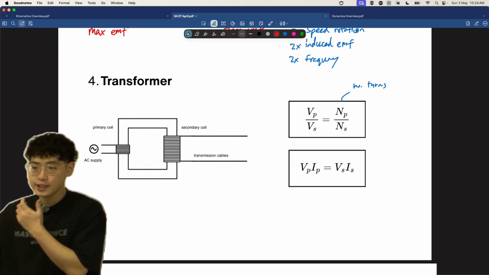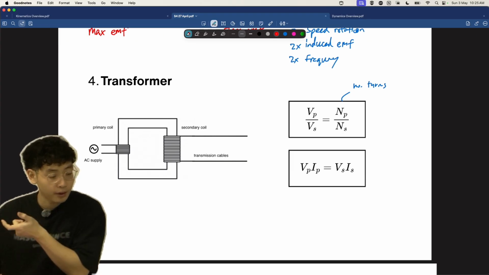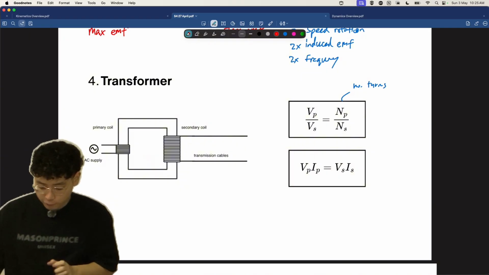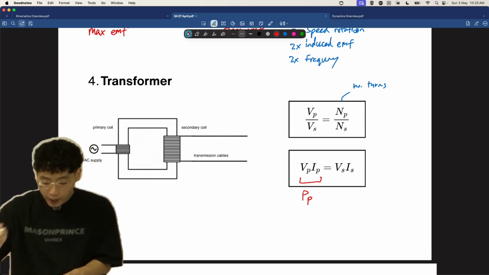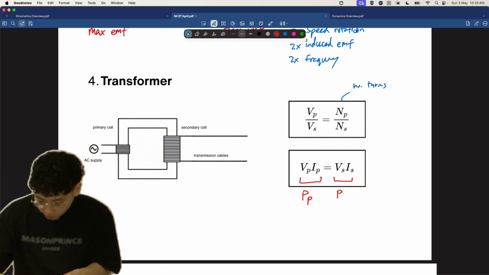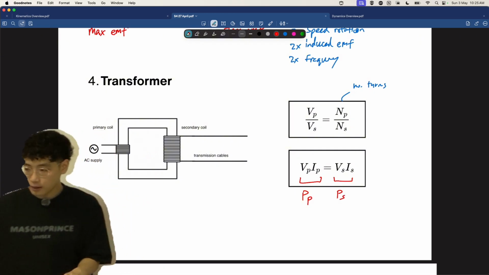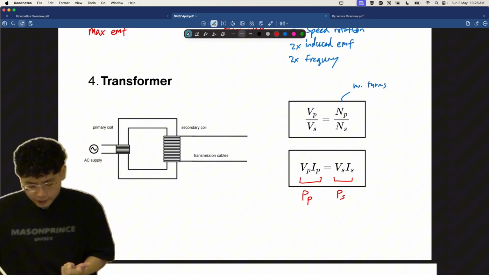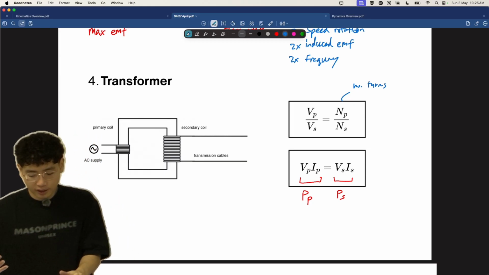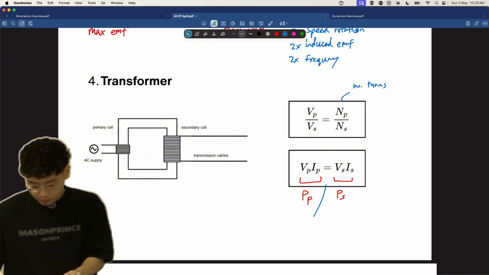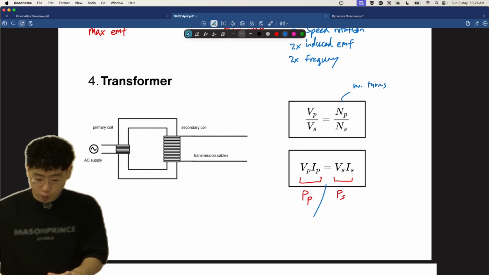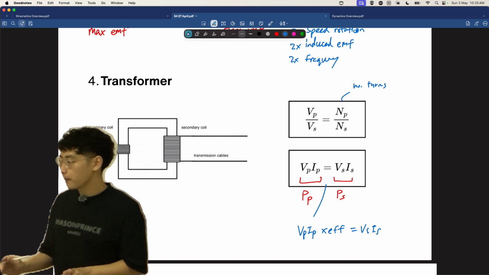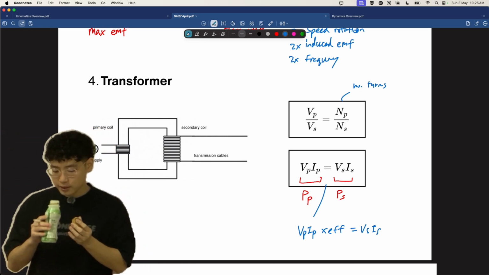VpIp equals VsIs. What does this formula mean? Power is power, right? This formula tells us that in an ideal transformer, the power in the primary coil, because power equals VI, is equal to the power in the secondary coil. Let's say we don't live in an ideal world. Let's say it's 75% efficient: 75% of power from the primary is equal to power from the secondary. So if it's not 100% efficient, we must take VpIp times efficiency equals VsIs. It means that we lost some power. Not all the power goes to the secondary side.